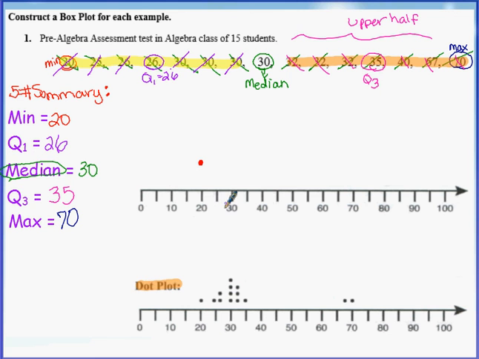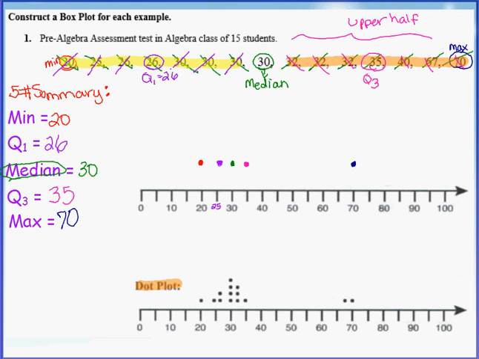Now 26. Well, if this is 20 and this is 30, this must be 25. So I have to go a little bit to the right of it and plot a point to represent 26. I estimate as best as I can. The median will go right above 30, floating up high. And then 35 will go between the 30 and the 40. And then the maximum will go above the 70.